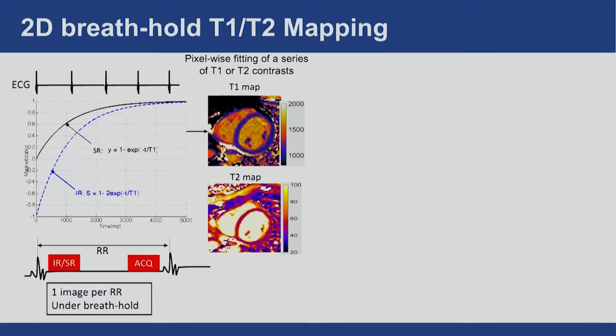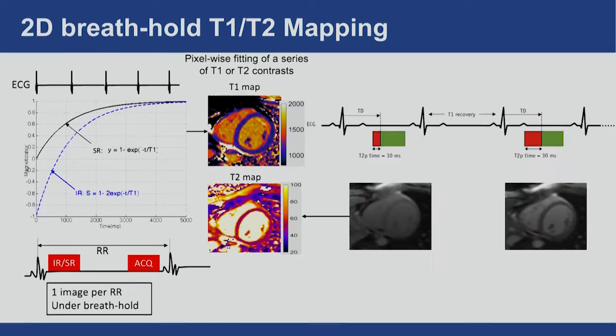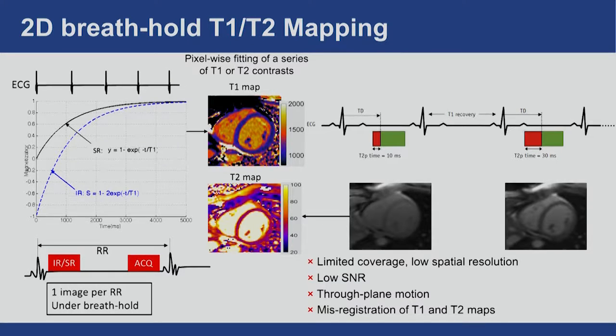For T1 mapping, an inversion pulse or saturation pulse is usually used to introduce T1 contrast. For T2 mapping, T2 preparation with different algorithms is usually used to introduce T2 contrast. However, for cardiac mapping, to reduce cardiac motion and respiratory motion, the acquisition requires ECG triggering and should be under breath-hold, which has limited imaging coverage and low spatial resolution.